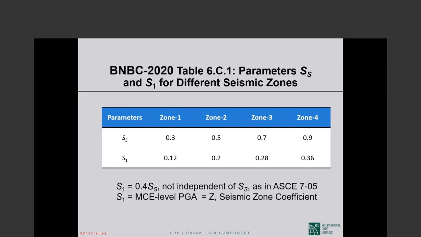S sub 1 is the MCE level peak ground acceleration. Or let me put it this way. S sub S, the short period spectral acceleration, is 2.5 times PGA, peak ground acceleration. Okay, this is from basics, let us say. And I will show you some of those basics in a week from now.